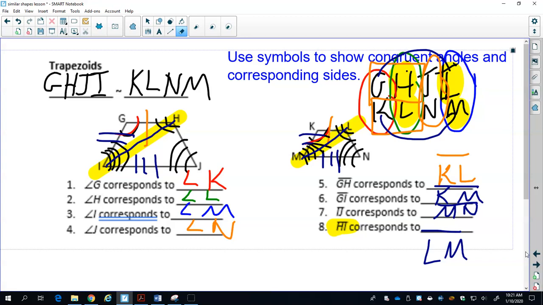Okay, I'm not sure we're going to have time to glue this in. But I'm going to go ahead and stop the video today, and we'll continue the lesson on Monday by using this lesson to learn how to determine missing side lengths of similar figures.